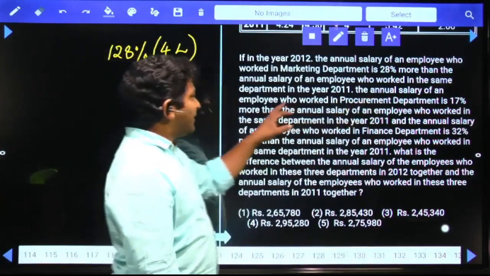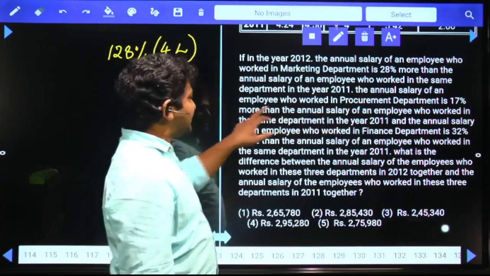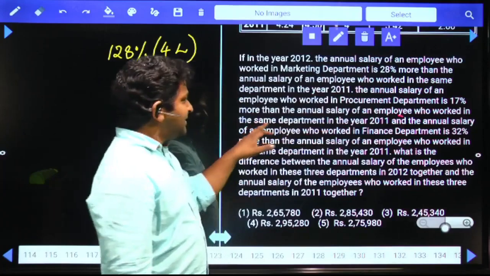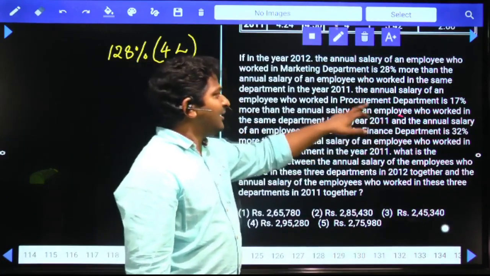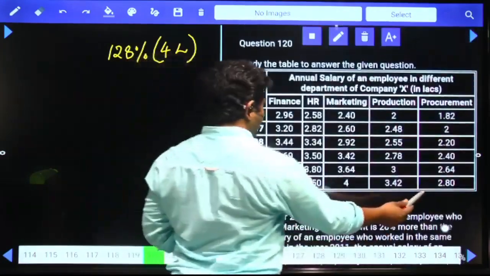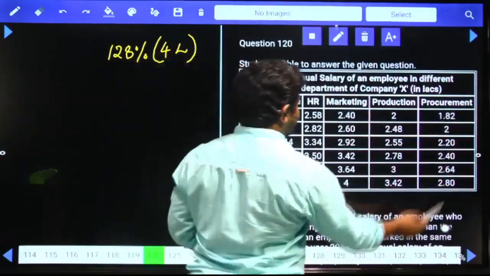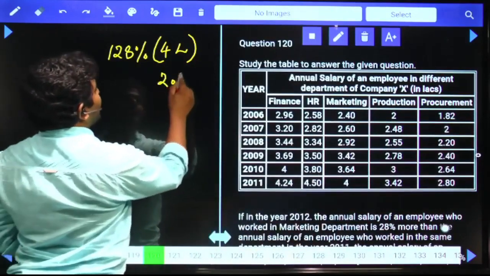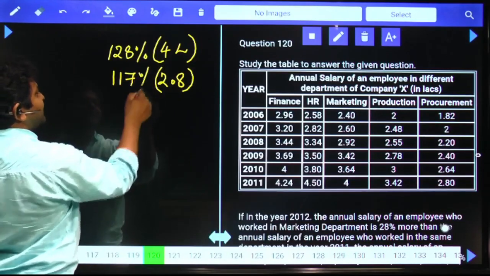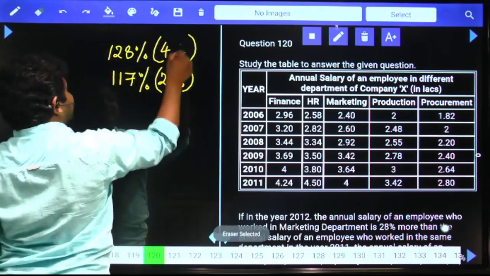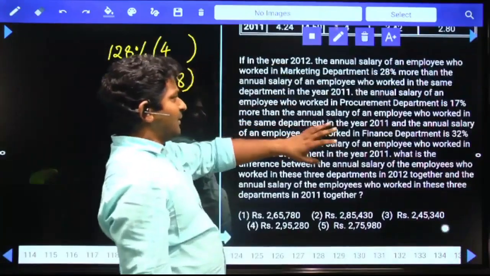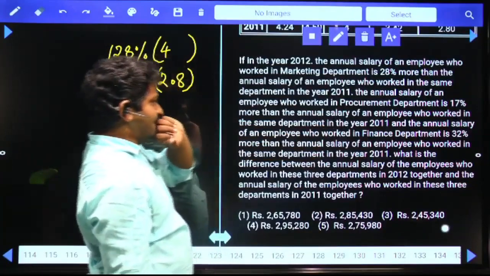Next. The annual salary of an employee who worked in procurement department is 17% more than annual salary of an employee who worked in the same department in the year 2011. 17% more, procurement department. In 2011 we have 2.80. Out of 2.80 we need to take 117% because they said 17% more. Next.